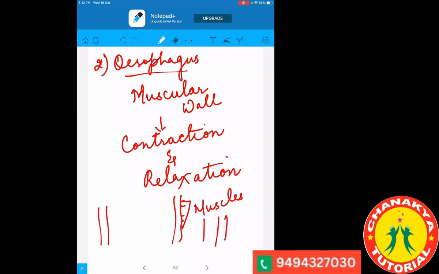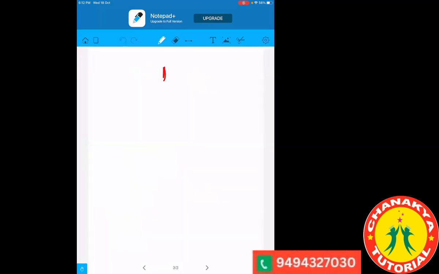Contract means basically they expand and then come back to the normal position. Then again expand, then come back to the normal position. Then again expand, then come back to the normal position. Because of this contraction and relaxation, slowly and gradually, the food is pushed down. Earlier the food was here, but due to this contraction and relaxation, it goes to the next part, the stomach.